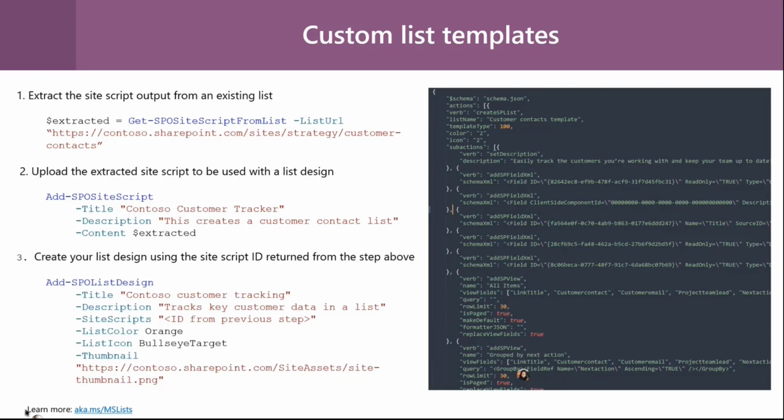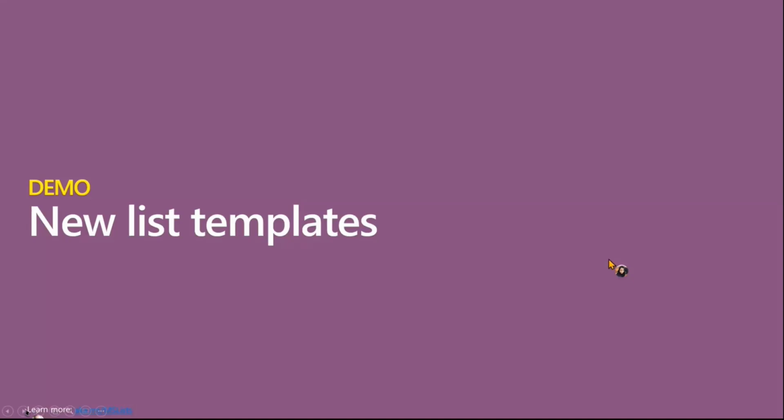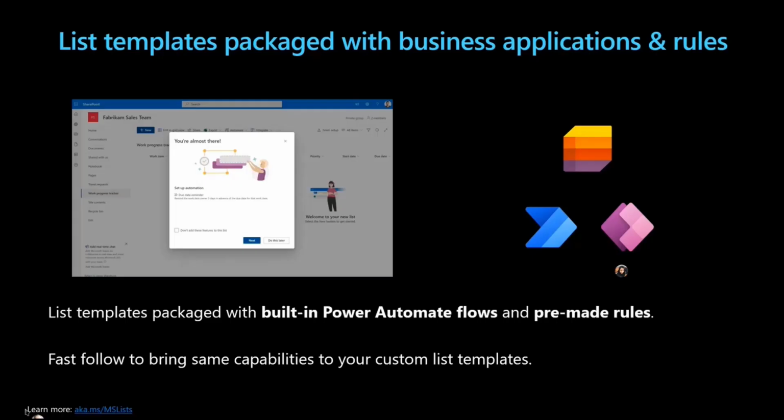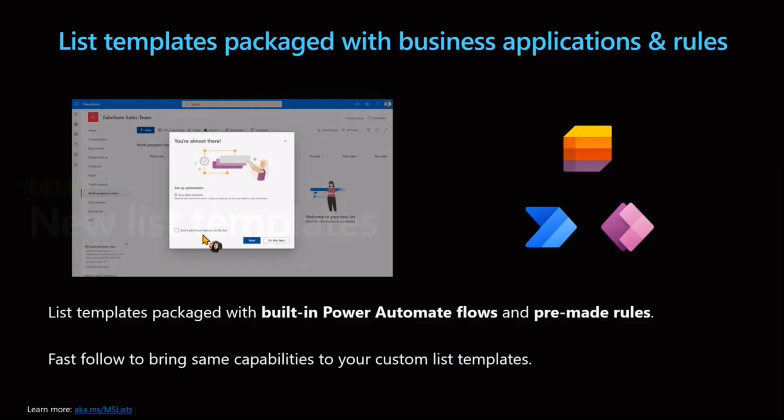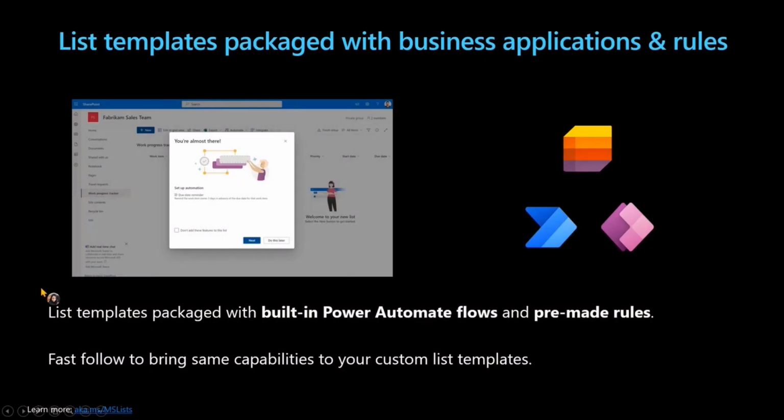So that was all about custom list templates. Next up, along with the custom list templates, we also have the capability to package business applications with our list templates. Sorry, I keep clicking on the slide and forgetting that this is PowerPoint live. Anyway, so yeah, we have added the capability to package business applications and pre-made rules into list templates.